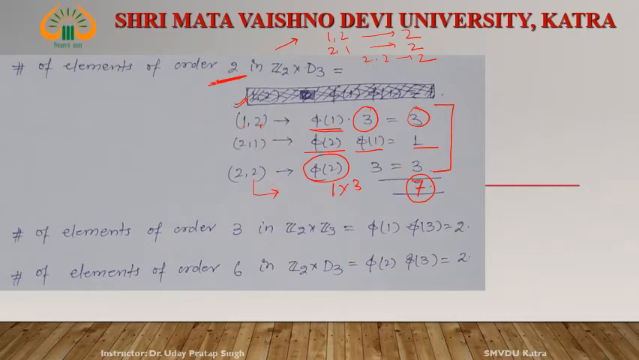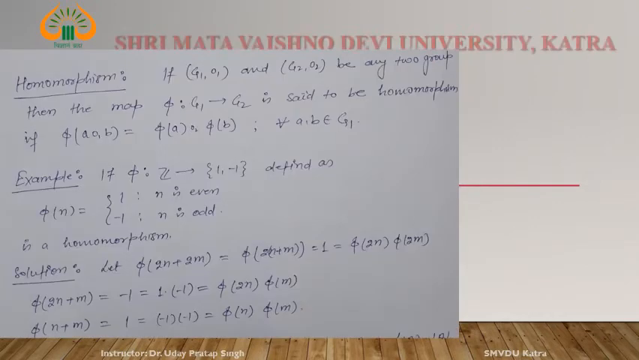Order 3 elements in Z2 cross D3: phi 1 and phi 3. Right? Phi 1 and phi 3, that is 2. Order 6: the number of elements of order 6 in Z2 cross D3 is phi 2 and phi 3, that is 2. Now the total number of elements: 2 plus 2 plus 7 plus 1, one identity element. 7 plus 2 is 9, 9 plus 2 is 11, plus 1 is 12. That is the total number of elements.